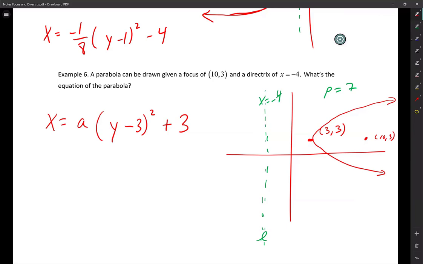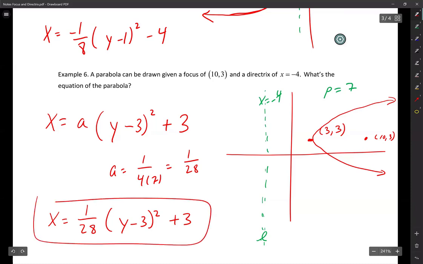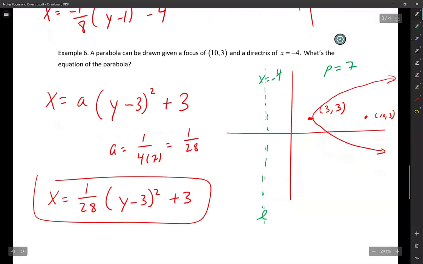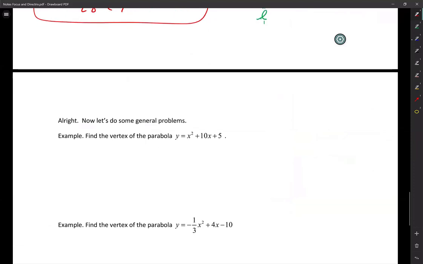All right. My A value, finally we have an A value that's besides 1, or the denominator 8 times 4 times 7. What's that? 7 times 4? 28, no? 7, 14, 28. So here it is. It's all good. 1 over 28, y minus 3 squared plus 3. Yay, we're winning, guys.